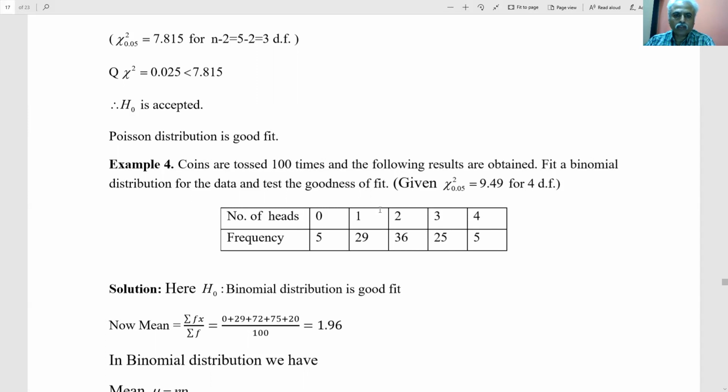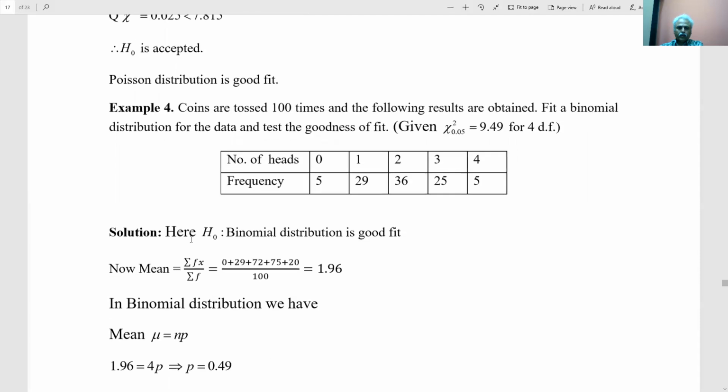So whether the binomial distribution is a good fit for this or not, how to test it? Fit a binomial distribution and test the goodness of fit. That means whether the binomial distribution is a good fit or not for this. Sometimes in the examination, such things are given. So for degrees of freedom: 1, 2, 3, 4, 5 is the number of values, n equal to 5, and n minus 1 is 4 degrees of freedom. For 95 percent confidence or 0.05 level of significance, if you see the table, you will get 9.49.